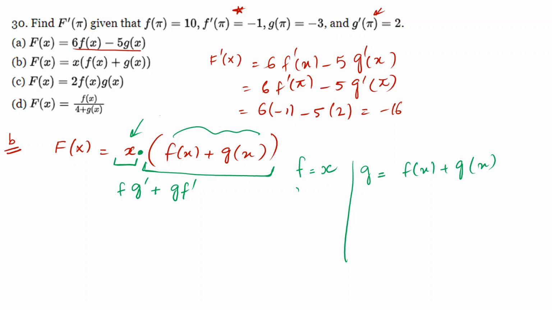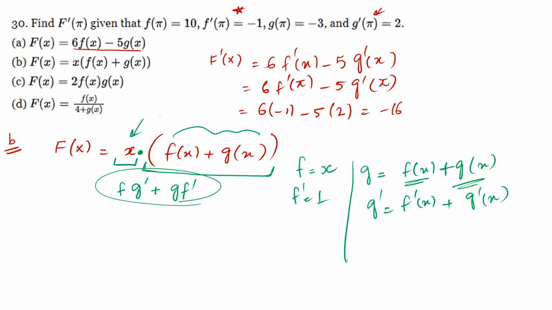Take the derivative. So f prime, derivative of x is 1. g prime means they are again positive. So take the derivative of the first function plus take the derivative of the second function. Now your data is prepared. Just put it in the product rule to get the answer.